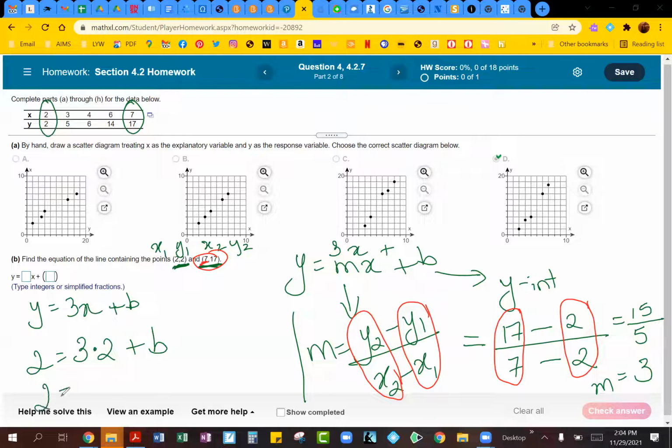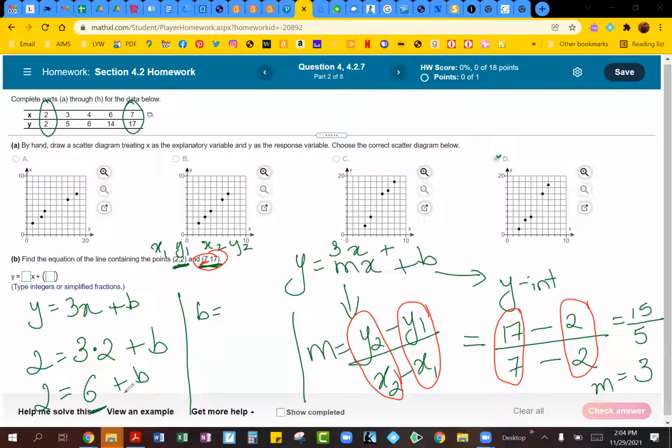So 2 on the outside, 3 times 2 will give us 6. And you're trying to find the b value because that's going to be your y-intercept over here. Can you tell me what our b value will come out to be in this case? If you have 2 on the other side and then 6 plus b on this side. 4. What else? There's something missing on that. Because you end up subtracting, negative 4?